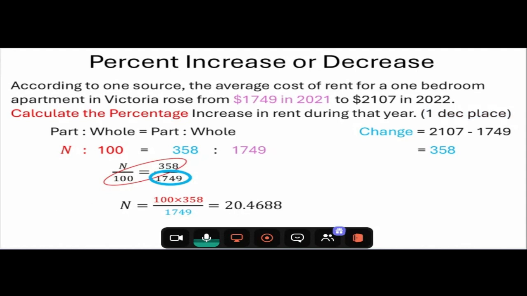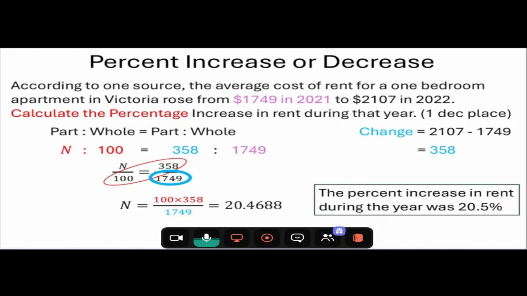Okay, so that 4, look at the next digit, rounds up to a 5. So the percent increase in rent during the year was 20.5%. All right, so that gives you an idea.